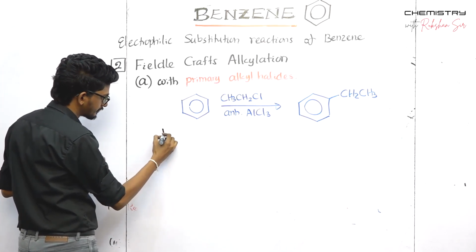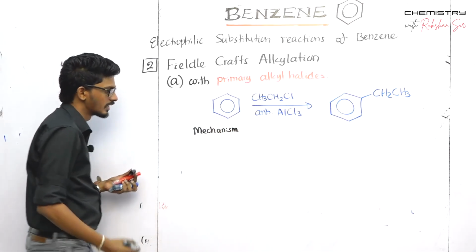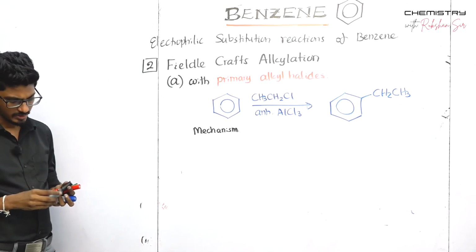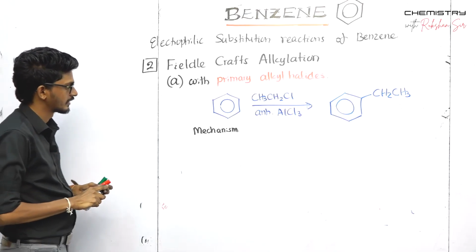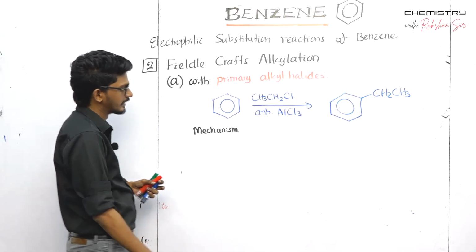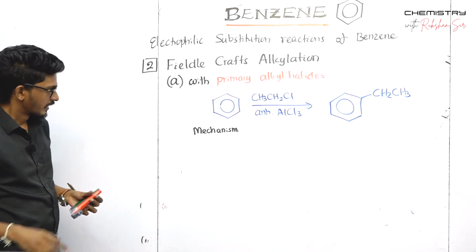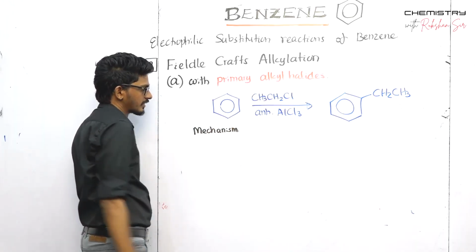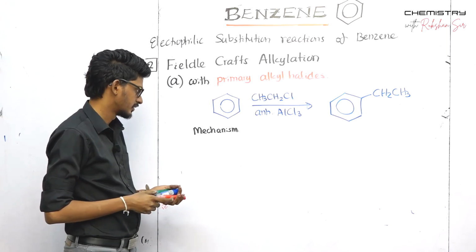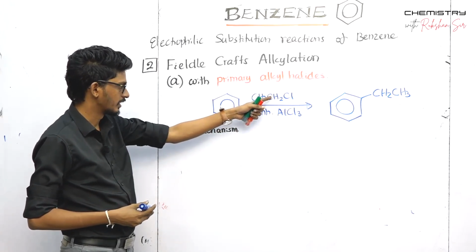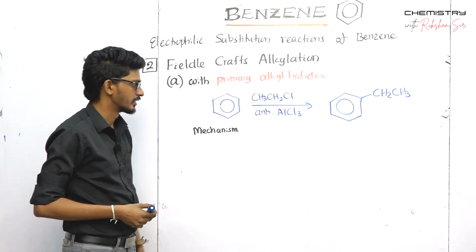So the mechanism, as in the earlier case, involves 4 steps. I'll write the 4 steps one by one. The first step is the reaction of these two guys. The reagent and the catalyst react to form the active electrophile. That is the first step, right?